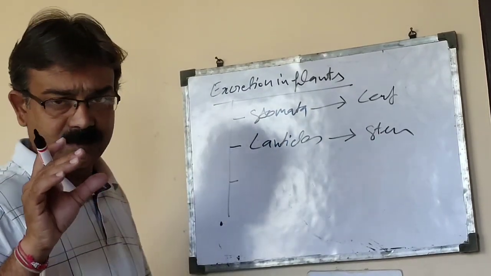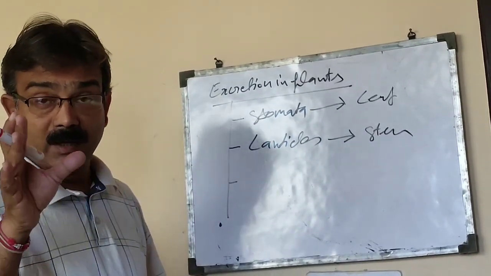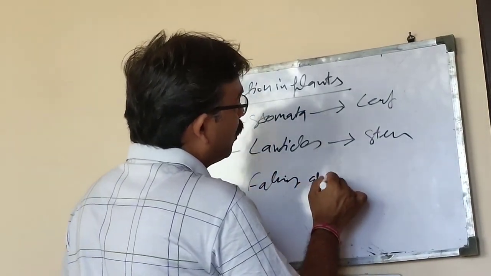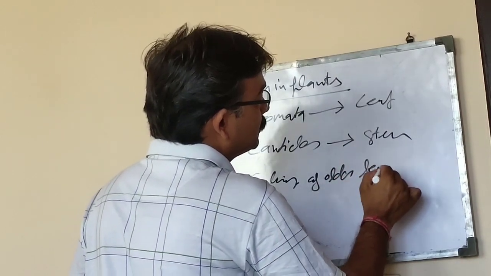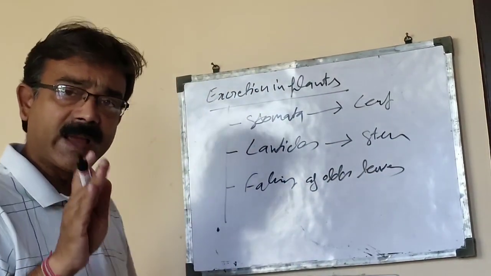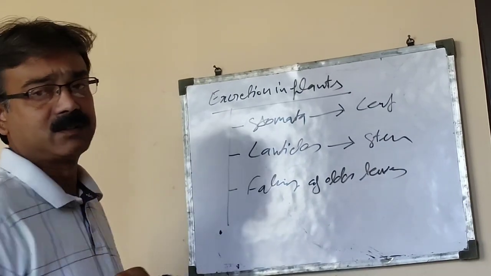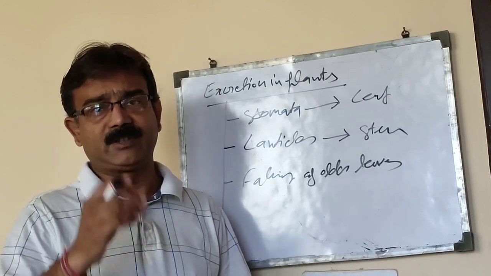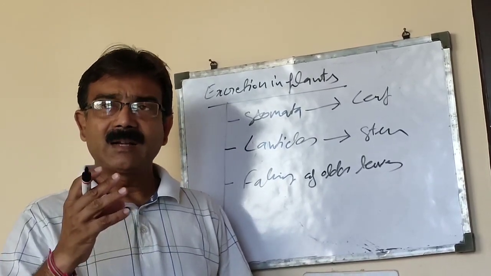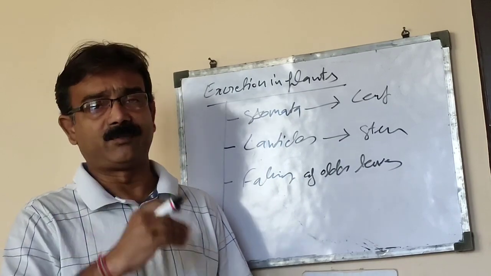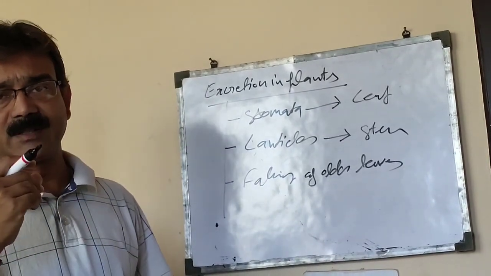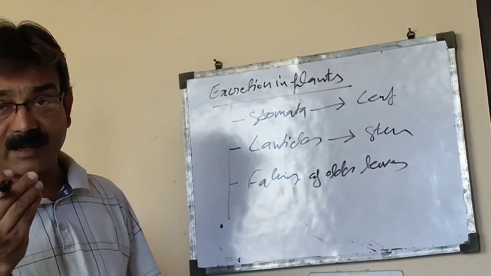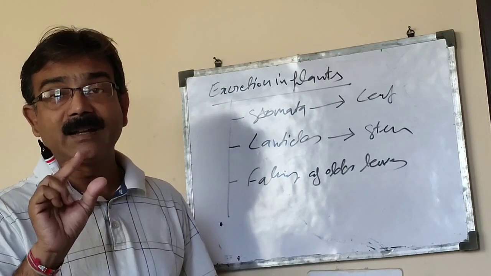And when you studied this topic in your NCERT, it was mentioned that falling of older leaves is also a kind of excretion in plants. Because of some particular physiological activities, the stem or leaf of plants secrete some hard substances, some viscous fluid-like substances that we refer to as tannin and resin.